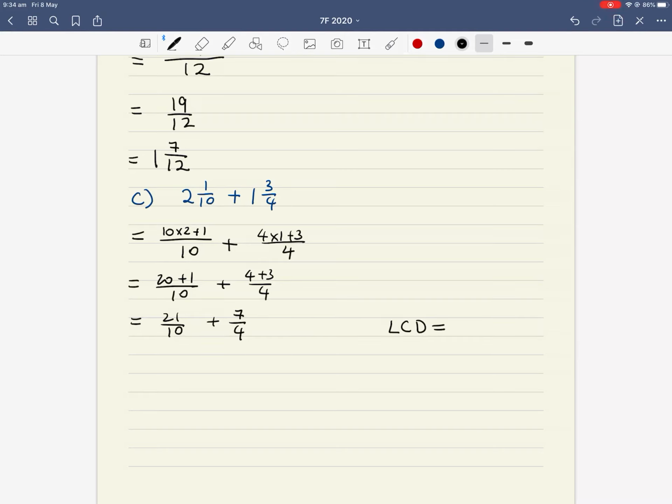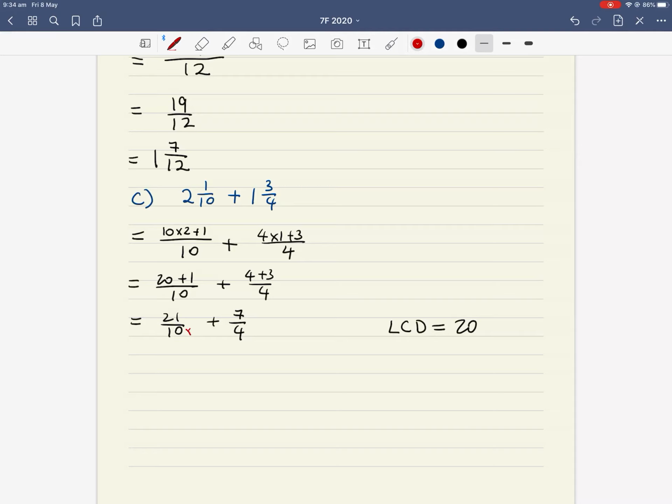So on the side, tell me, what is the lowest common denominator between 10 and 4? Well, what are the multiples of 10? What are the multiples of 4? 10 times 1 is 10. Does 4 go into 10? No. 10 times 2 is 20. Does 4 go into 20? Yeah, it does. 4 times 5 is 20. So our lowest common denominator is 20.